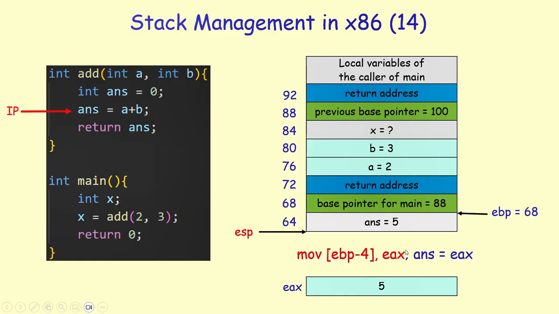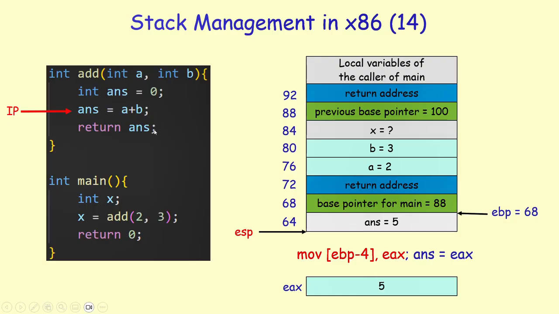and the source is the register AX. So I'm taking the value in AX and putting it into the local variable ANS. Now I am going to move into the return answer statement, the last statement of the add function, and return the value that's stored in ANS back into the caller, which is main in this case.